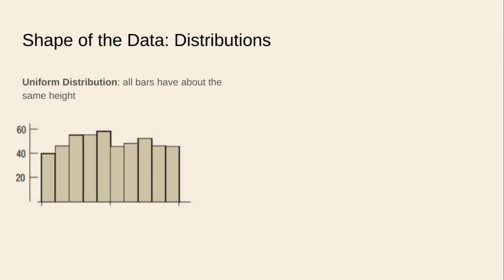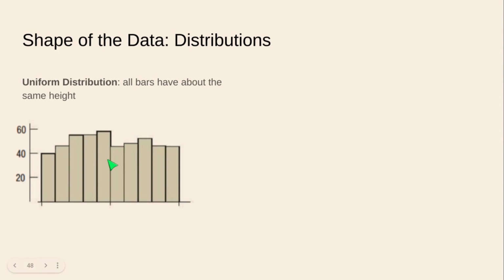All right, let's talk about the shape of data, different distributions, right? The first distribution I'm going to talk about is the uniform distribution. All of the bars have about the same height, no very high highs or low lows. Sure, the boxes are of slightly different height, but they all seem to vary between 40 and 60, oscillating here and there. Not a huge difference and no clear modes.